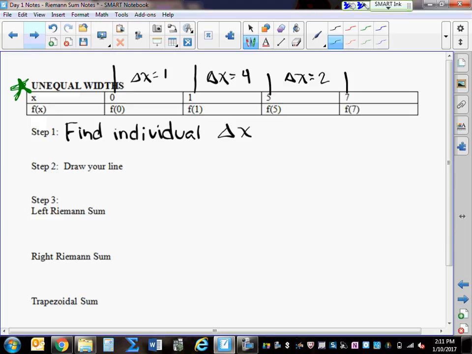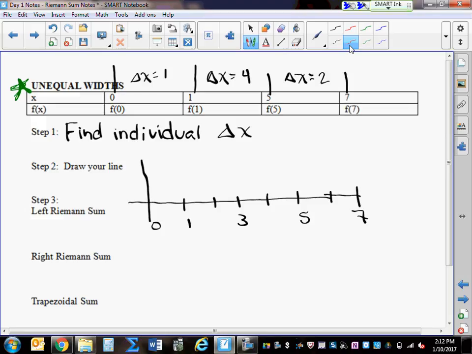Okay, let's go ahead and draw our number line to give us an idea of what we're working with here. So I have 0, 1, 2, 3, 4, 5, 6, 7. Alright, and my rectangles here. So we have 0 to 1, we have 1 to 5, we have 5 to 7.